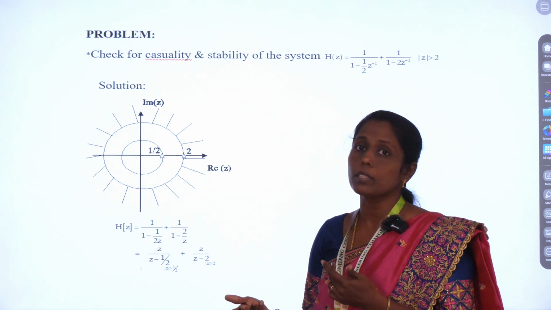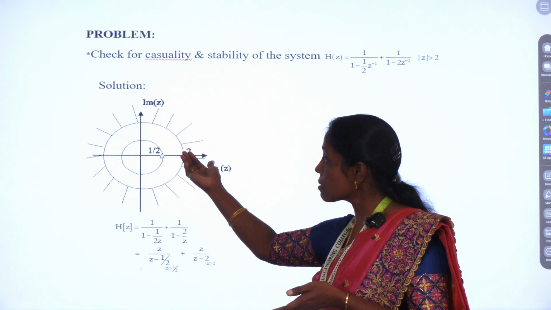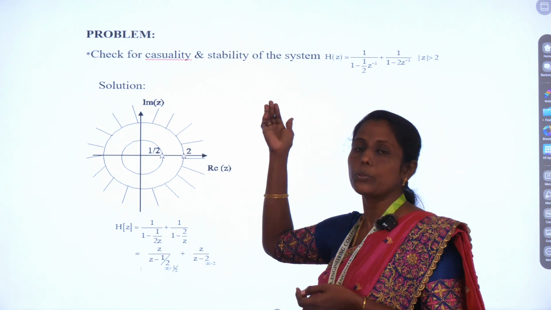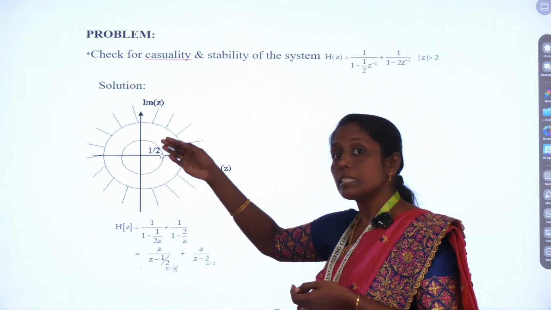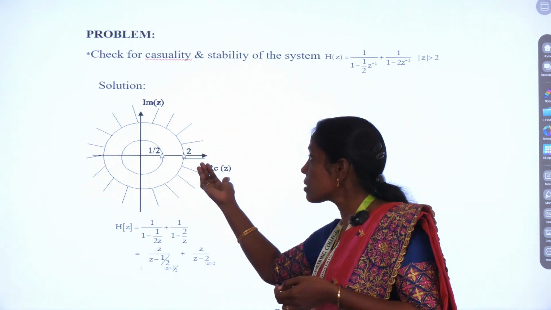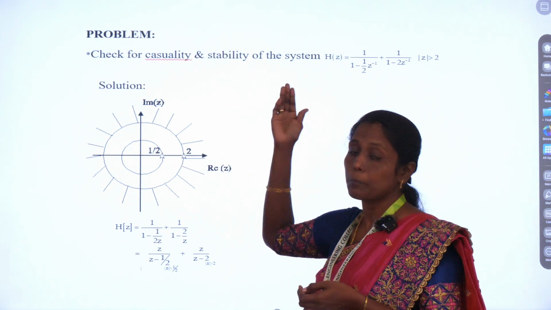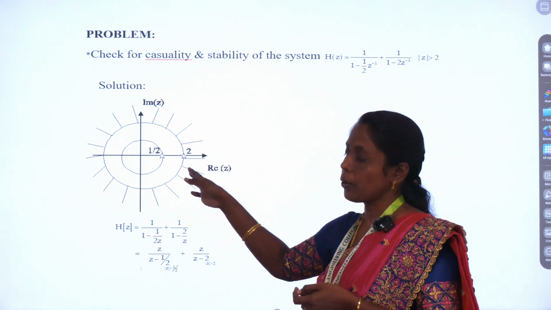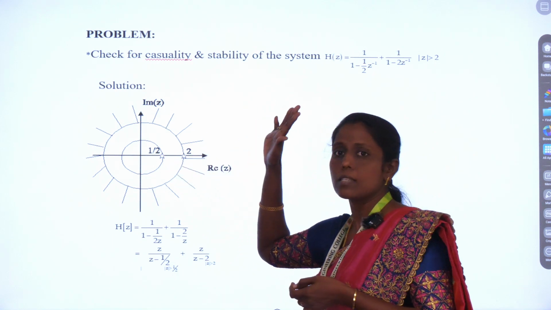So now where will you plot this ROC? Obviously the ROC lies outside this circle of radius 2. Yeah, that is what is given in the question also, right? So modulus of z is greater than 2. So obviously this ROC, the region of convergence, lies outside the circle of radius 2. Yes, because in the problem itself the condition is mentioned. Okay, now ROC is outside the circle of radius 2.